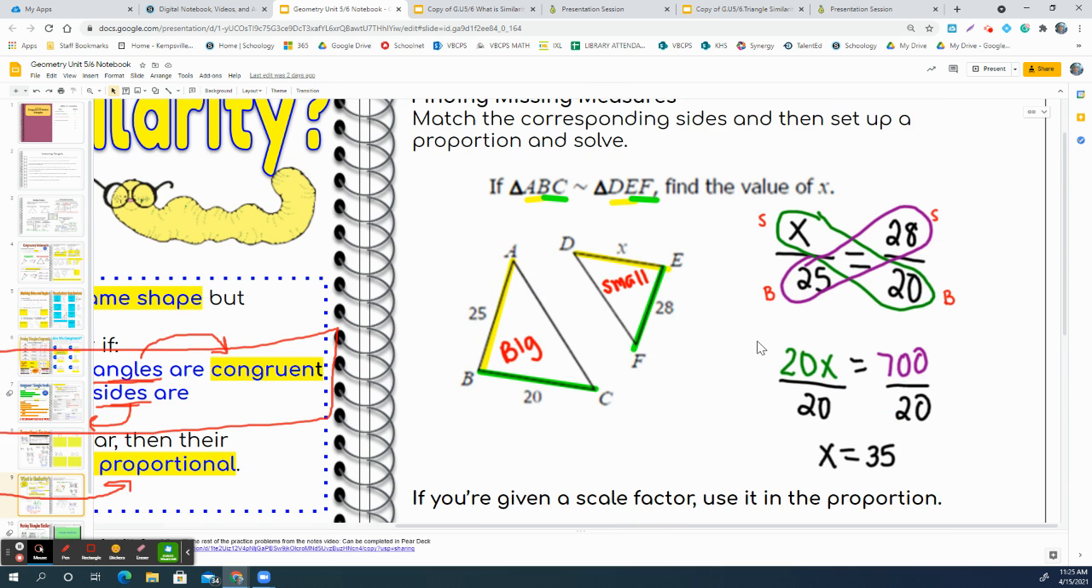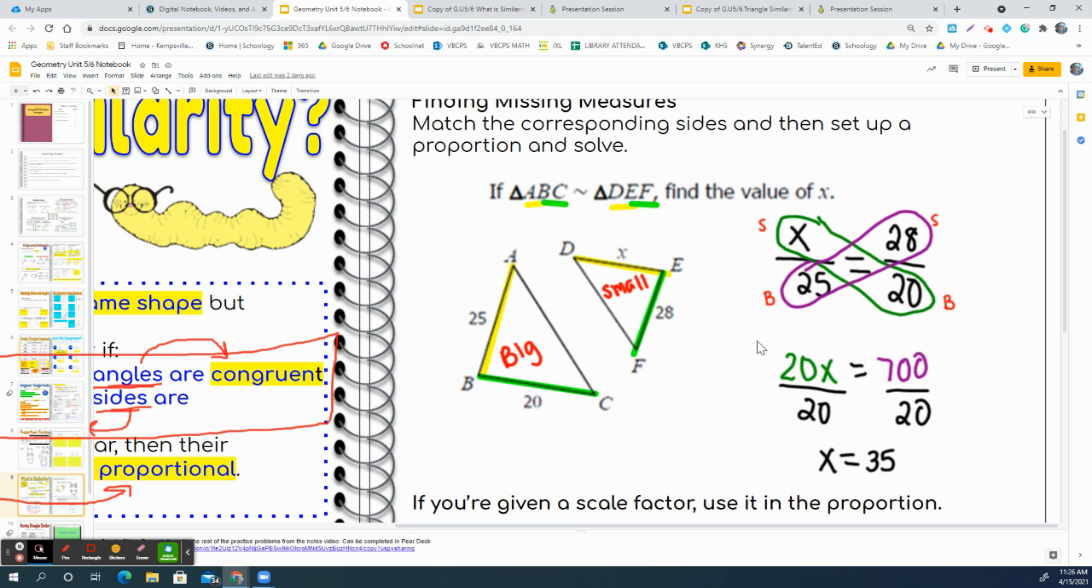So let's look at two examples because there are so many examples here, it doesn't make any sense to do a ton of them. We know from our key that AB goes with DE. So AB is in yellow and DE is in yellow. The 25 and the X have to be in the same fraction. The 20 and the 28, we know from the key, also have to go together.